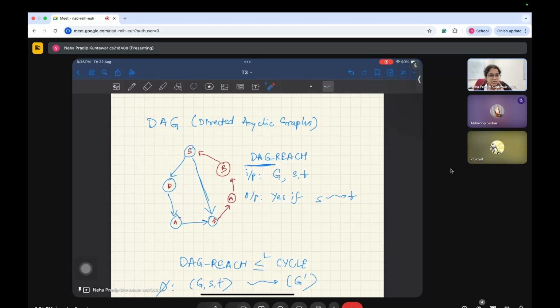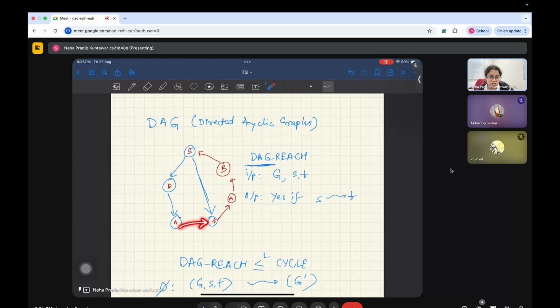I'm ensuring that there is a cycle. So I'm actually using the previous idea only. For every path, let's say I'm looking at this particular path, what we will do is create dummy vertices now. So for this A to T edge, I'm creating a dummy vertex.